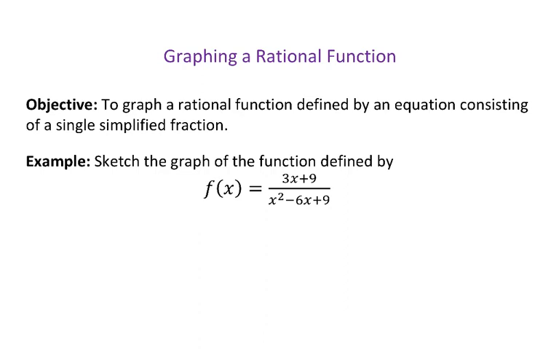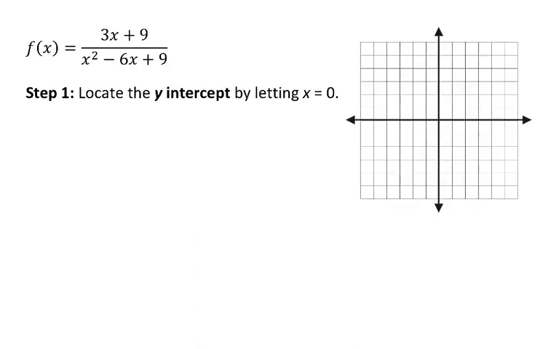Our objective in this video is to graph a rational function defined by an equation consisting of a single simplified fraction, like this one. We're going to sketch the graph of the function defined by f of x equal the polynomial 3x plus 9 divided by the polynomial x squared minus 6x plus 9. There are basically 7 steps that you can go through to get a graph very quickly without plotting a great number of points and with fairly decent accuracy as well.